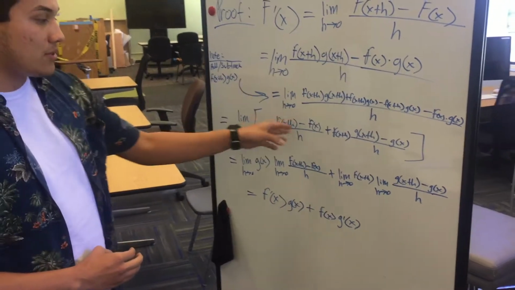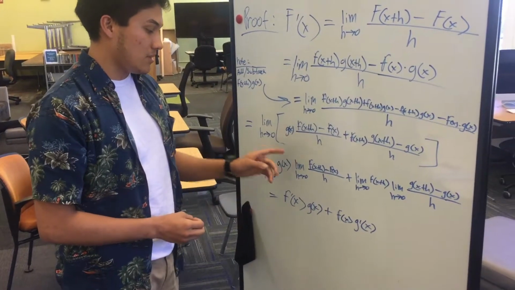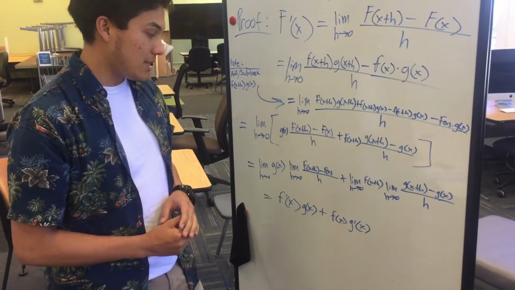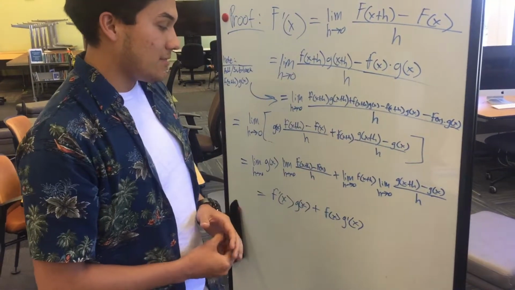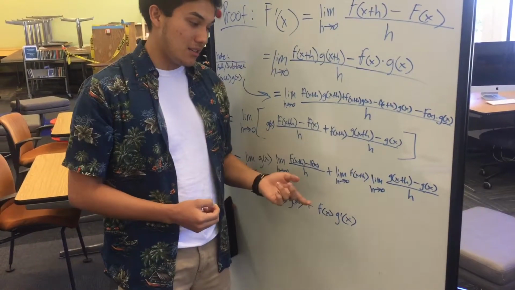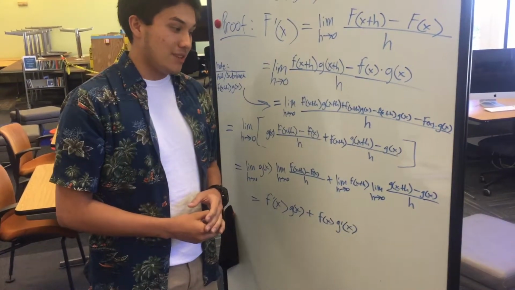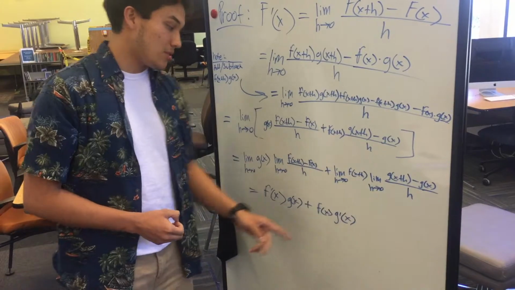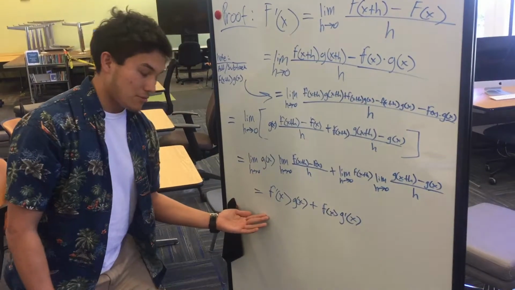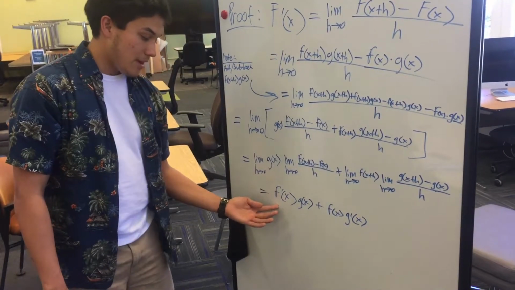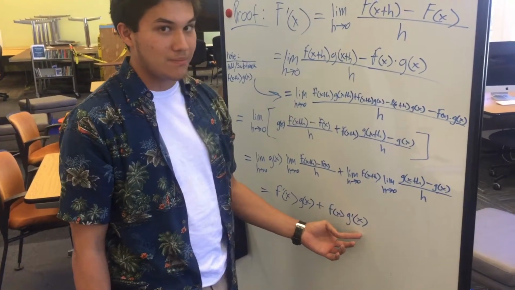And there we distribute the limit to all of these, and then we get the limit of g of x as h approaches 0 times the limit of f of x plus h minus f of x over h as h approaches 0, plus the limit of f of x plus h as h approaches 0 times the limit of g of x plus h minus g of x all over h as h approaches 0. And putting it all together, we get the wonderful final product of f prime times g of x plus f of x times g prime.